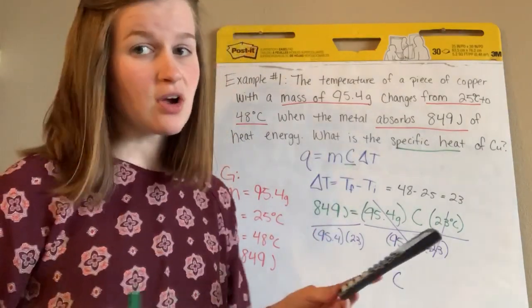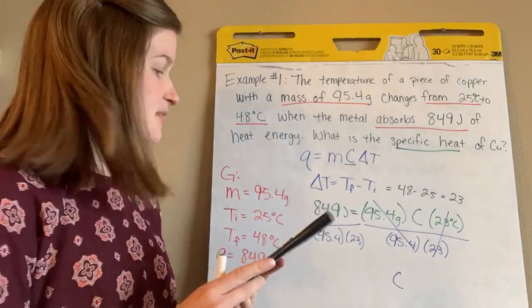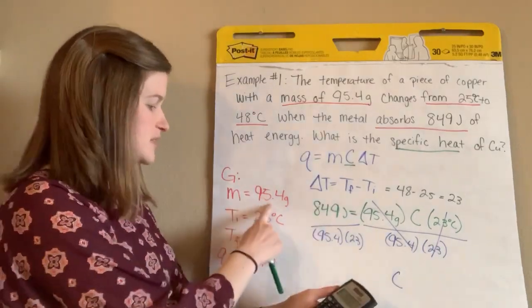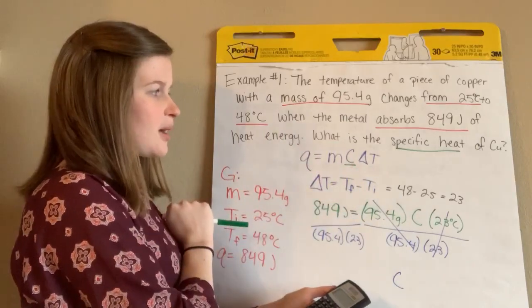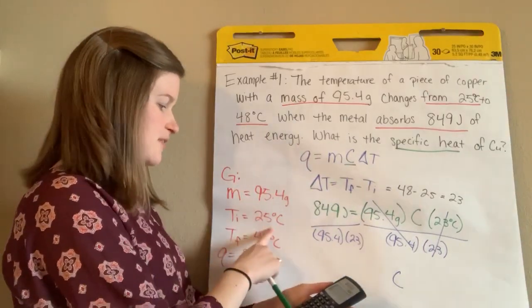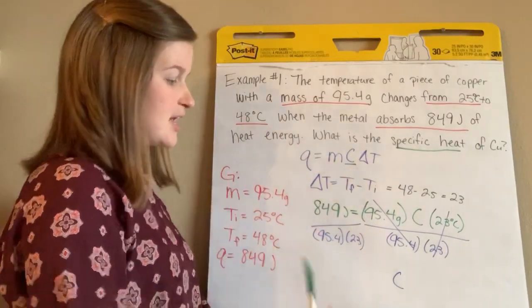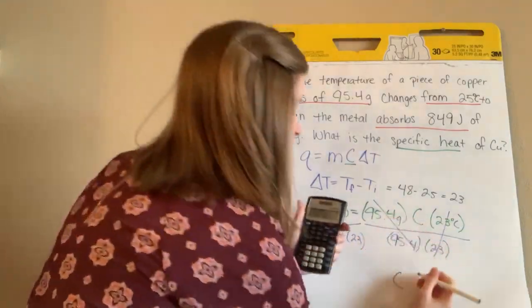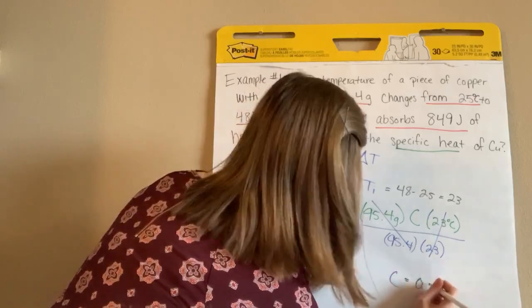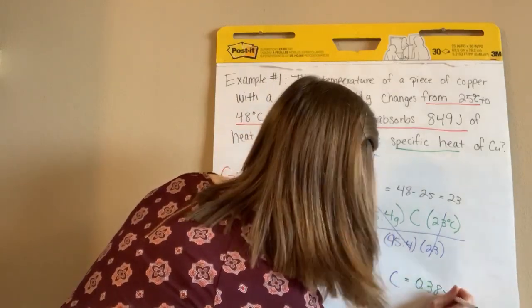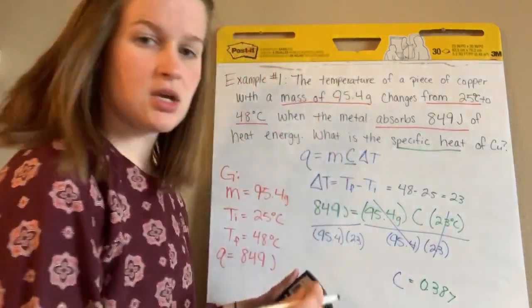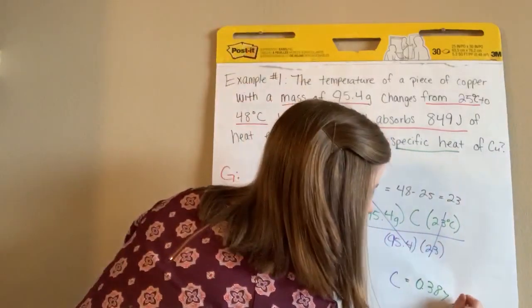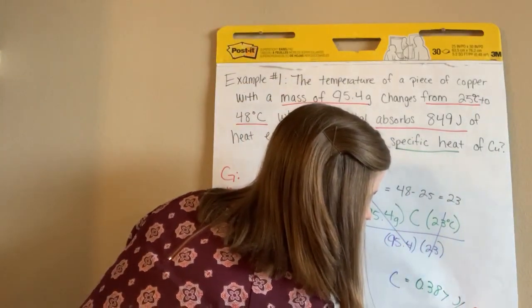If you don't know what sig figs are, that's okay. In this case, I have 3 sig figs. I left off the 0.0 when copying the problem, but I should have 3 sig figs. And so therefore my answer should have 3 sig figs. So I'm going to say that C is equal to 0.387, and that's going to be joules per gram degrees Celsius.